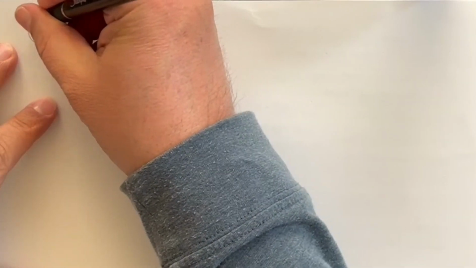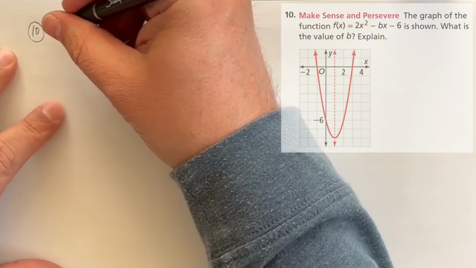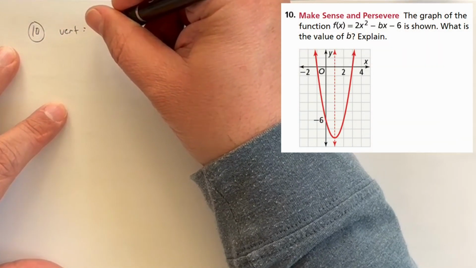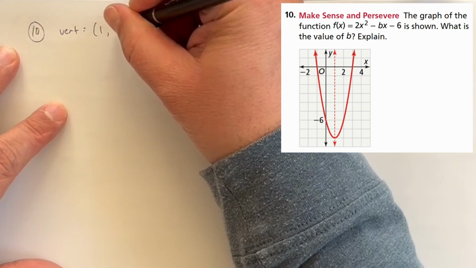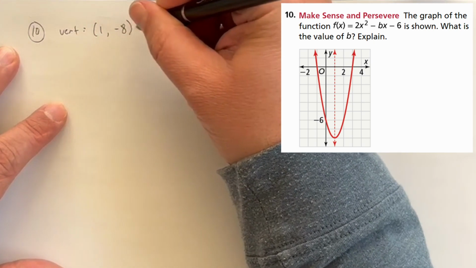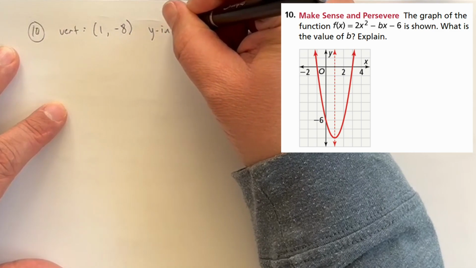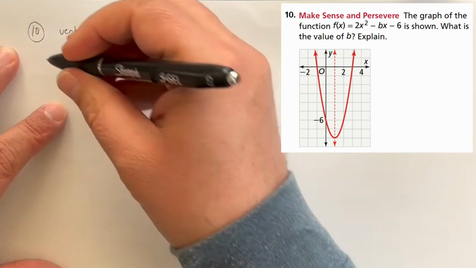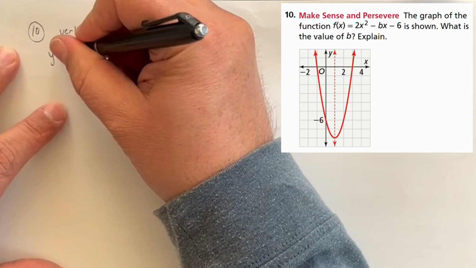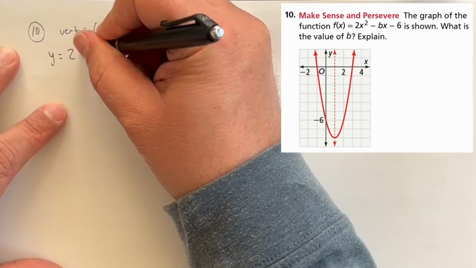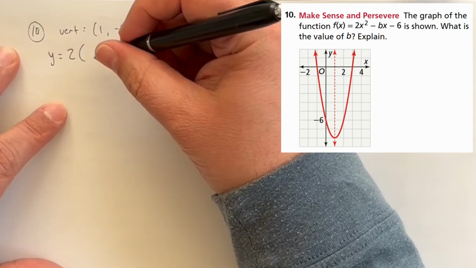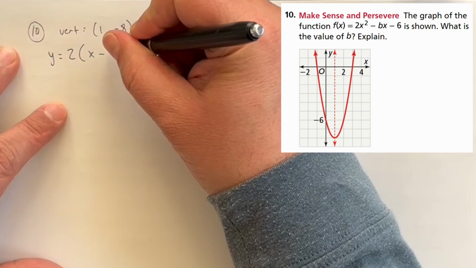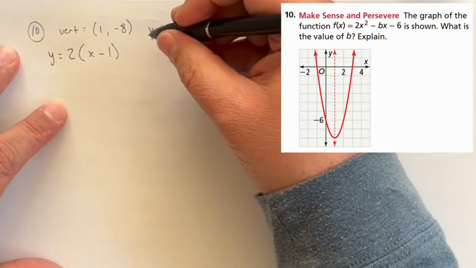Make sense and persevere. The graph of the function 2x squared minus bx minus 6 is shown. What is the value of b? Explain. So we can see on this graph that the vertex is at (1, -8), and the y-intercept is at -6. So let's go ahead and write this. We also have a is 2, so we'll pull that out. So we have 2 times (x minus 1), because that's our h, and then plus k. K happens to be negative 8, so it's minus 8.